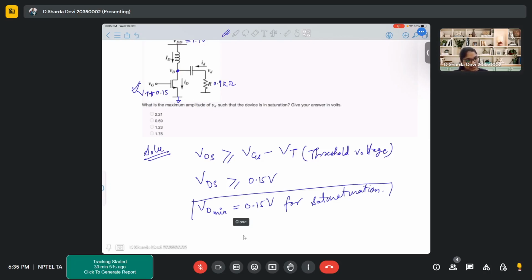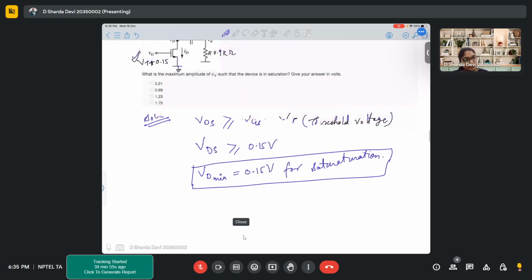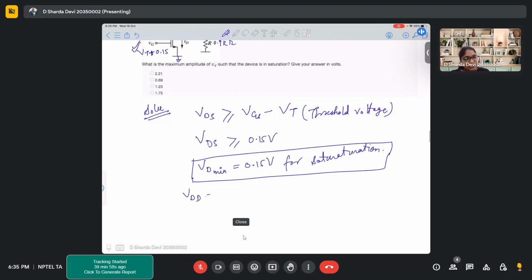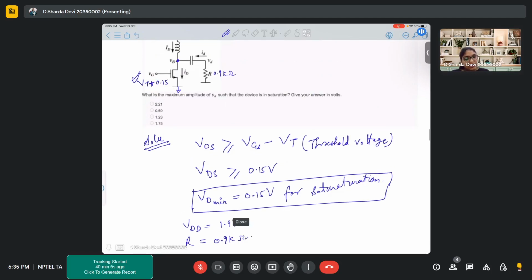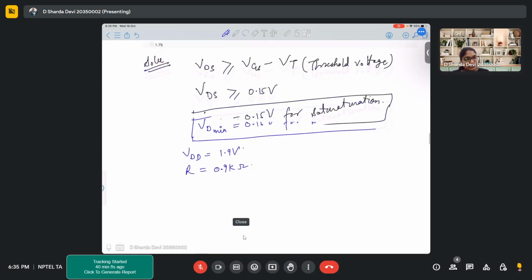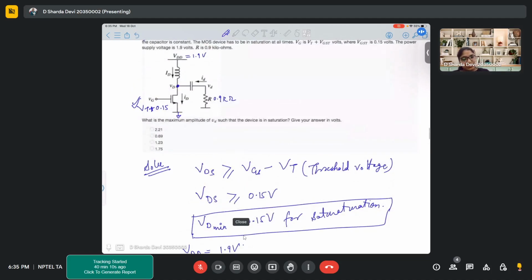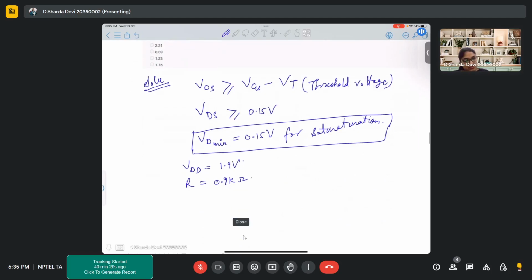Now this is something that we know. We know that VDD is 1.9 volts, R is given as 0.9 kilo ohms, and the ID is fixed. The ID is this ID I'm talking about, the current coming from this supply. This is fixed. So ID is constant.